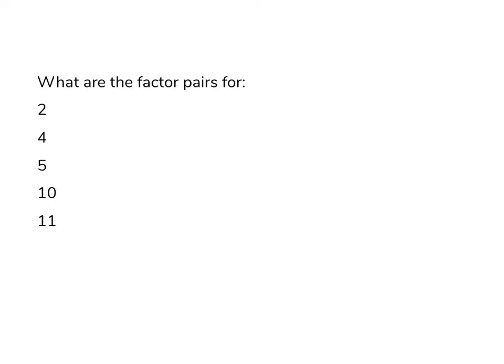Think about the following numbers. What are factor pairs for the numbers 2, 4, 5, 10, and 11? Keep in mind that the factor pairs are the two numbers that you would multiply together to make the product. Pause the video and write down what factor pairs you think of for the following numbers.